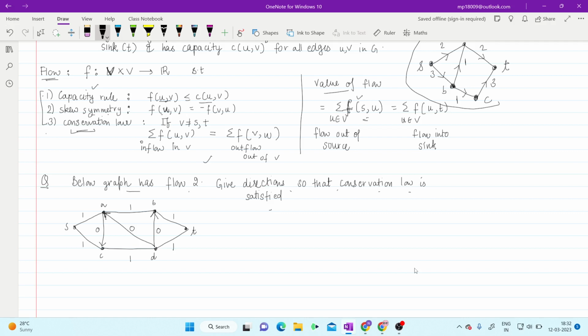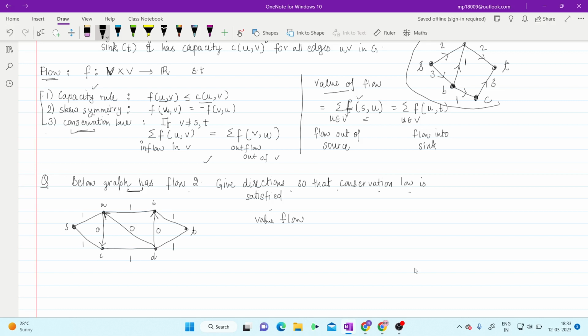So now we know that the below graph has flow 2. S is our source vertex. So what do you think? What should be the direction of SA? Is it SA or AS? The value of flow is basically the total amount of flow which is coming into T or going out of S. So what do you think is the direction, is it AS or SA?